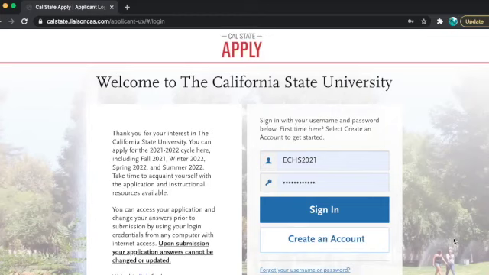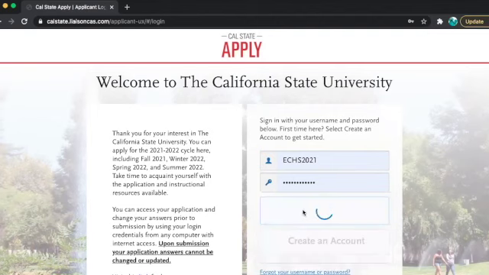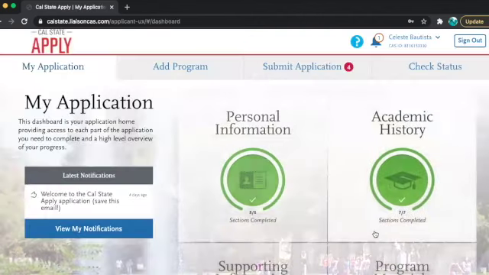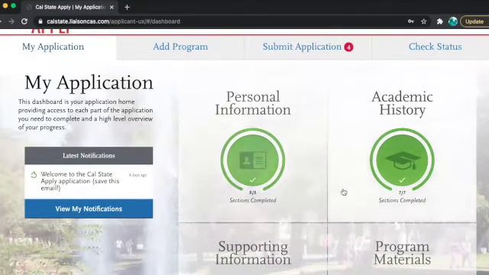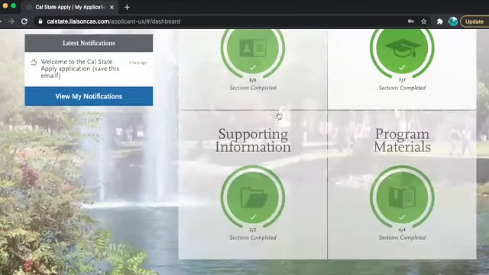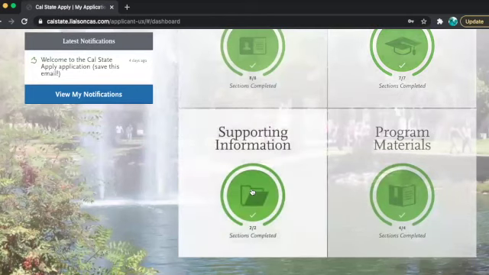So when you go back to the CSU Apply website, you're going to put in your username and your password and you're going to click sign in. It's going to take you to this page here where you're seeing the 4 quadrants. This is actually what we have been completing this entire time in the past video. All right, I'm going back to this box right here to complete the EOP portion.